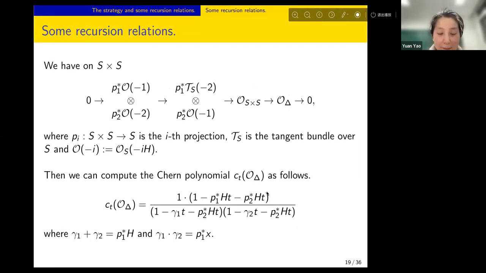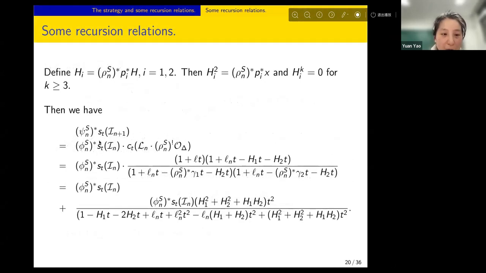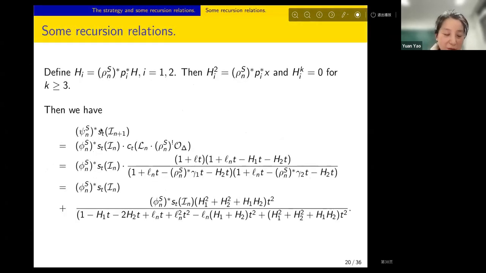Right? Not that simple, but you can do the computation. Okay, then that's our formula. Yeah, a bit long. Okay, so now we have this formula, but we want to show the vanishing, the vanishing for the top Chern class.